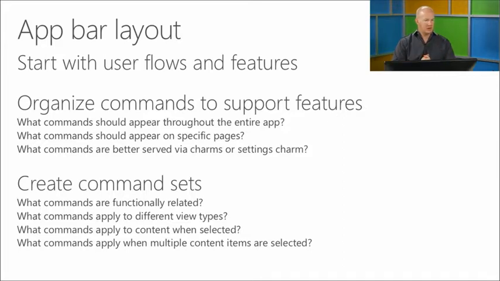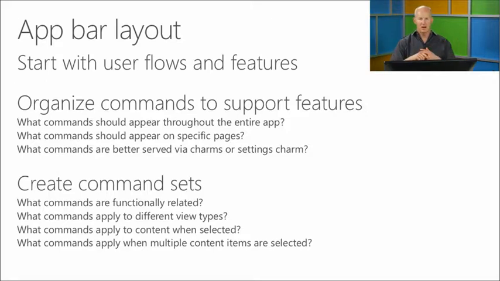So we start with user flows, our scenarios, and our features, right? And from there, we're going to organize our commands into command sets. So what commands should appear throughout the entire app? Just being global, always there, like add new content or something along those lines. What commands should appear only on specific pages, like maybe buttons for filtering and sorting on a list page, right?